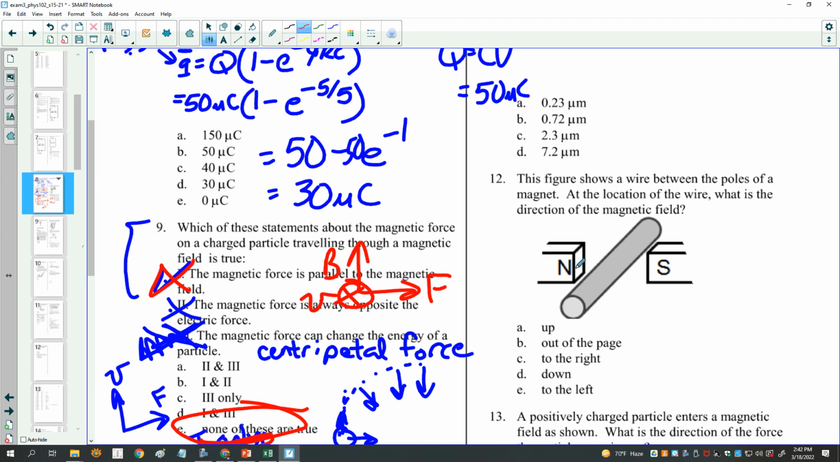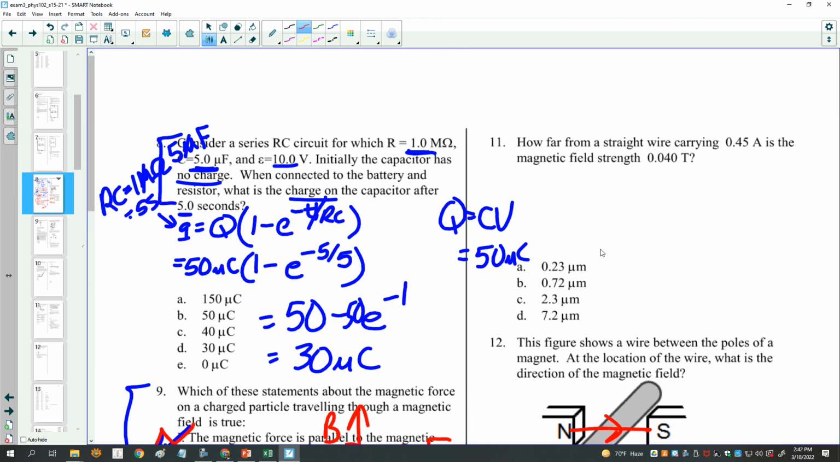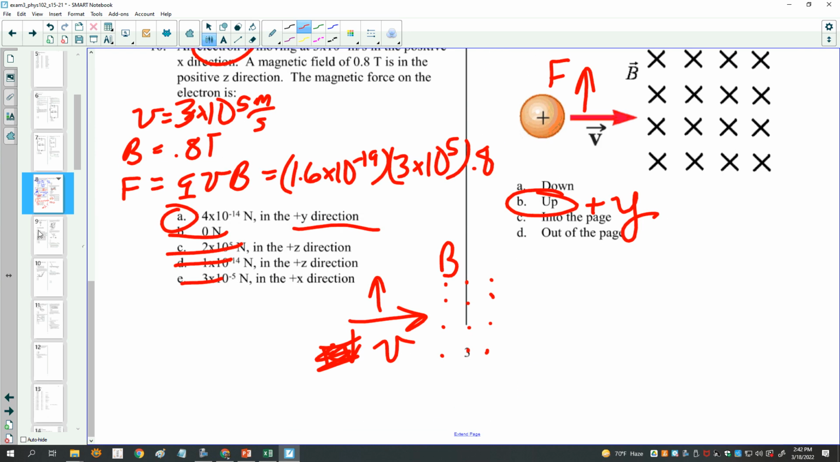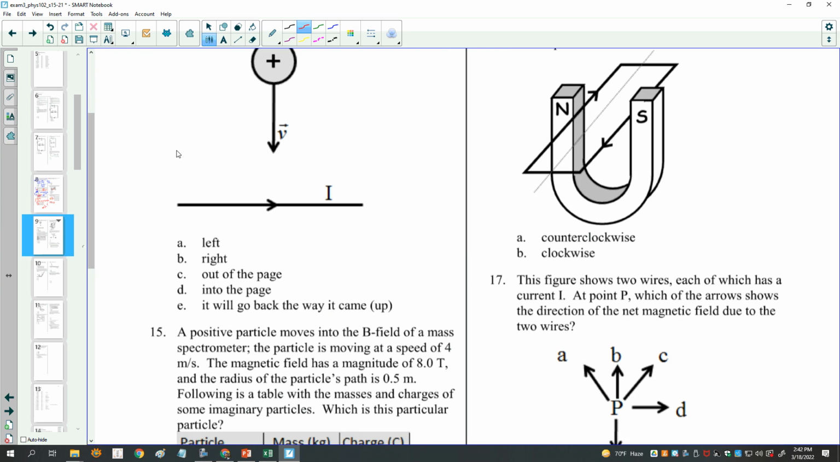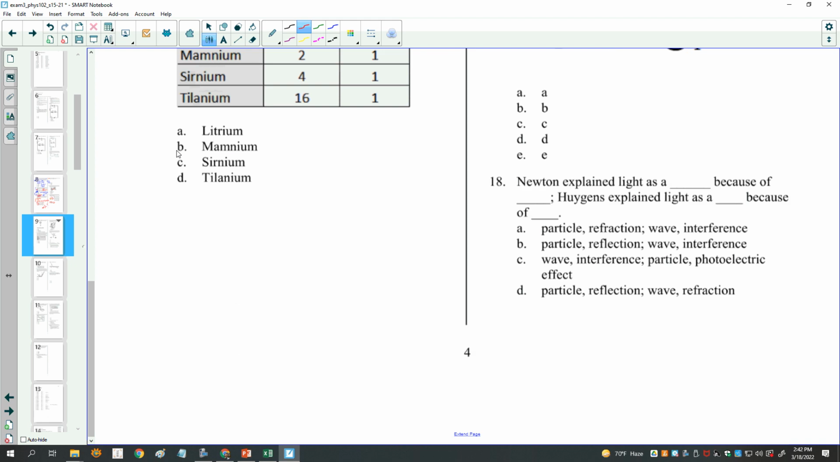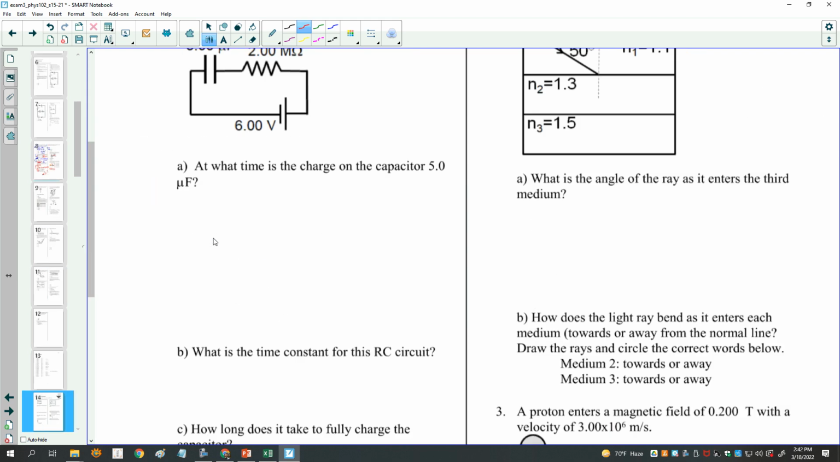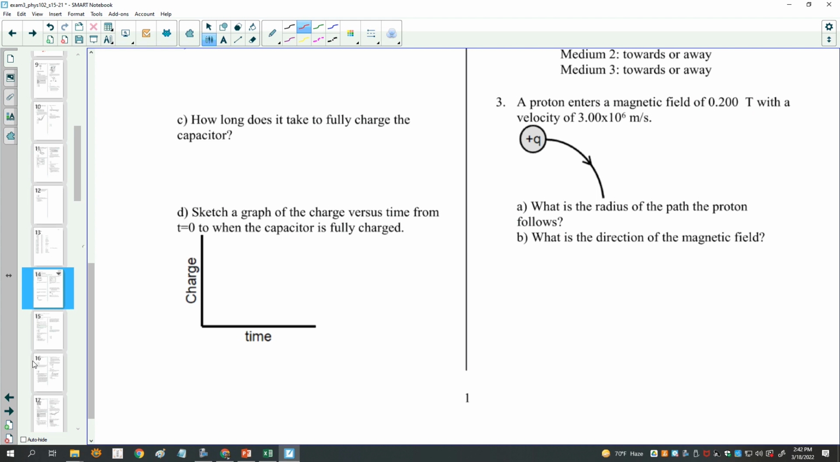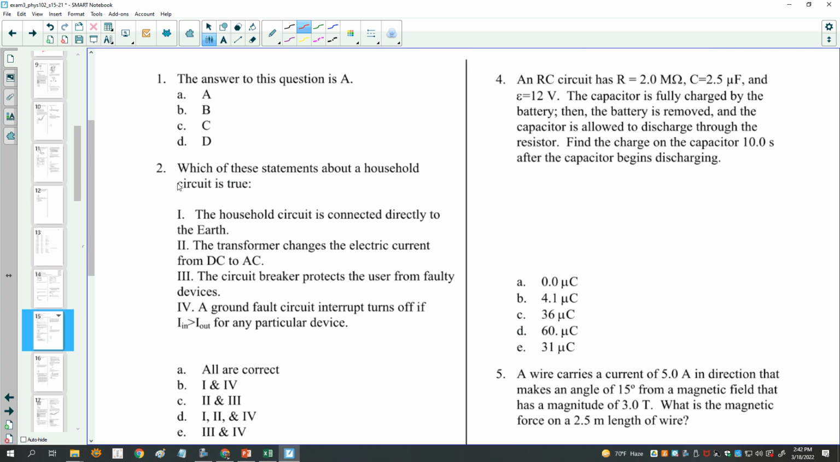Here, what's the direction of the magnetic field? Magnetic field always runs north to south. Don't worry about number 11. These also, you're not going to see these on the quiz. And when you get to stuff about light, you've gone too far. All right, these are great free response, but we're not going to worry about these right now.